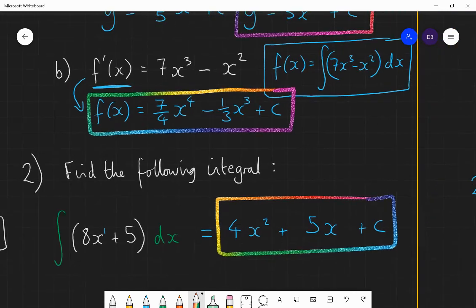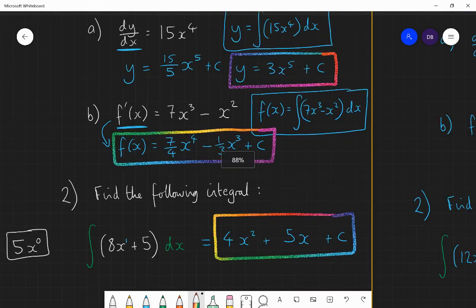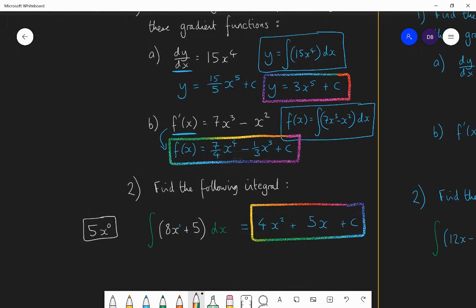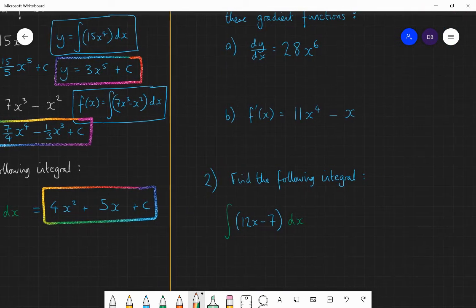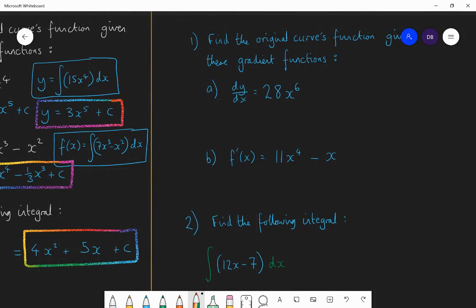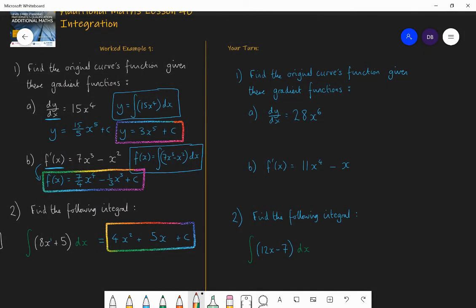Okay, so it's now time for you to have a go. So have a go at these 3 questions. Okay, 1a and b and 2. So find the original curve's function given these gradient functions.